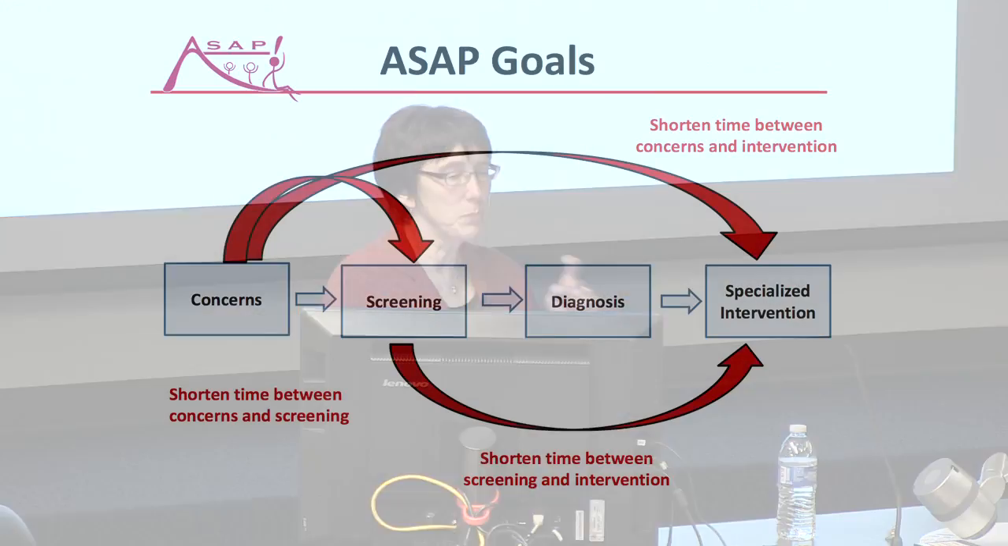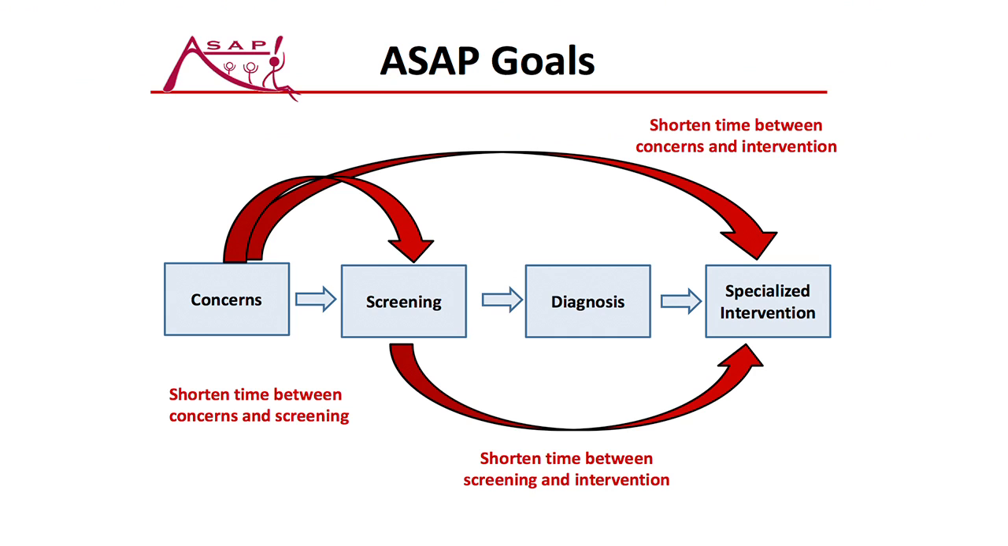So the goals of this program are, this is good timing because my voice seems to be giving out, to shorten the time between when concerns arise and when screening occurs, to shorten the time between screening and intervention, and to shorten the time between concerns and intervention. We still have that problem with the wait for diagnosis, but I think there are things we can do if we shift the model to risk prevention.